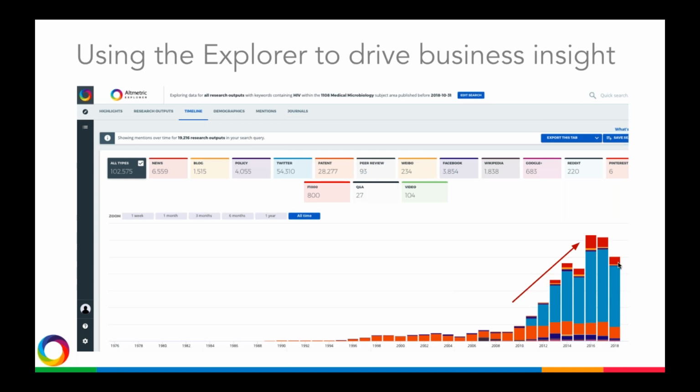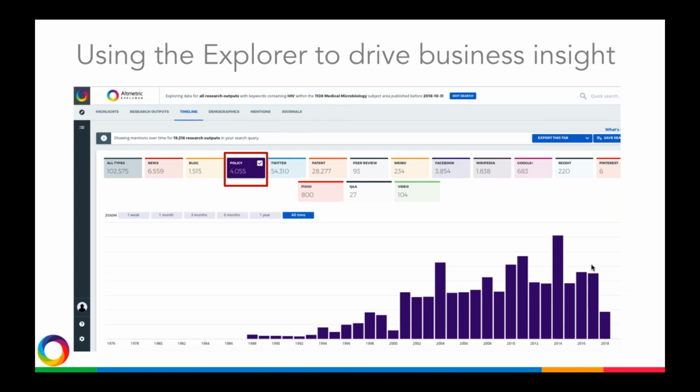The other thing you could do with a trend like this is perhaps this is the perfect time to start writing some really strong reviews, because you've clearly had a glut of publications, and what you want to do now is think about how you can package those up.